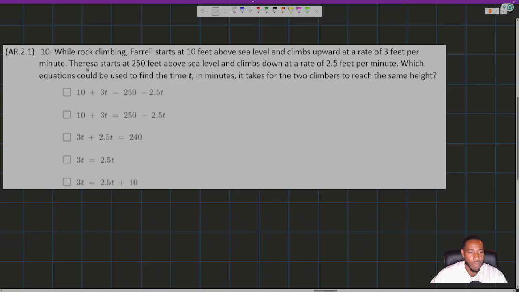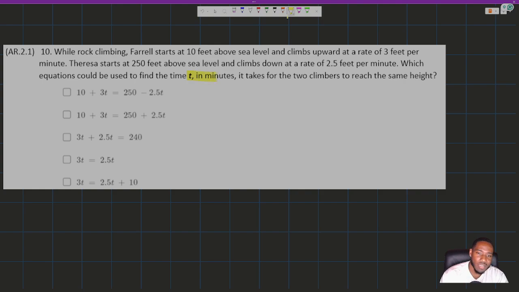All right. Number 10 says, while rock climbing, Farrell starts at 10 feet above sea level and climbs upward at a rate of 3 feet per minute. Teresa starts at 250 feet above sea level and climbs down at a rate of 2.5 feet per minute. It says which equations could be used to find the time t in minutes it takes for the two climbers to reach the same height.